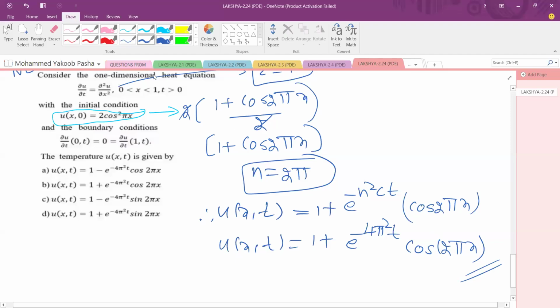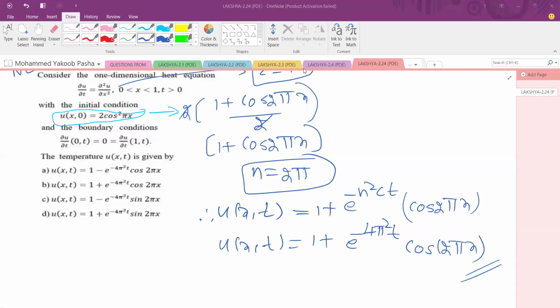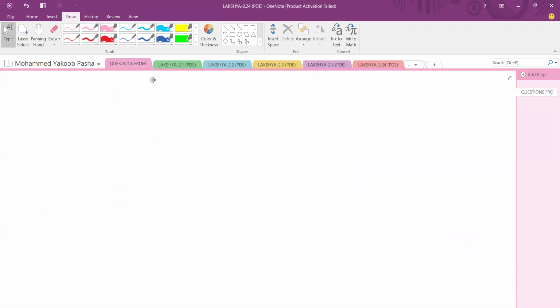Option B is the right option. Okay. What is the response? Yes, B is the option. B is the right option. Okay. So this is a simple technique we can use to find the general solution of the given heat equation. Okay. So I am taking another problem.